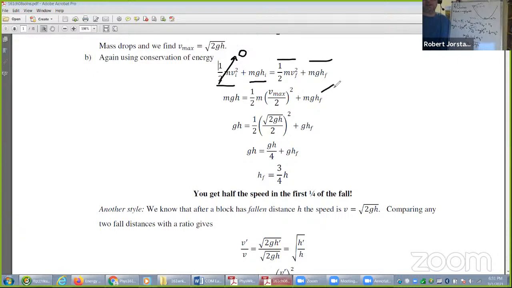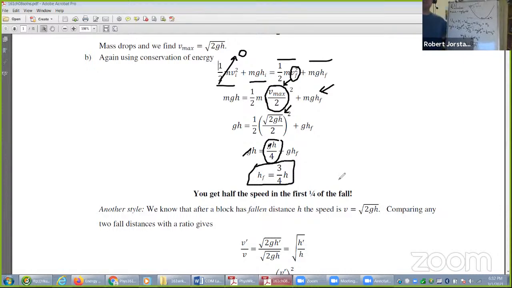But now this term does not go to 0 because we're saying at what height is the final speed this maximum value divided by 2. So instead of saying solve for V final, I say, here's what V final is. V final is half of what you got in part A. I plug in the answer from part A. I get this junk. Notice the g's drop, and we get 3/4 of the height. Get half the speed in the first 1/4 of the fall, the first quarter.